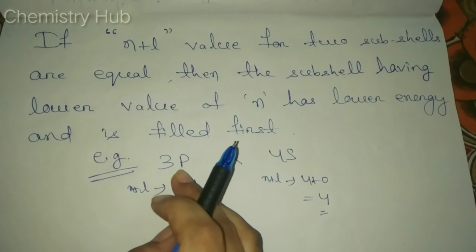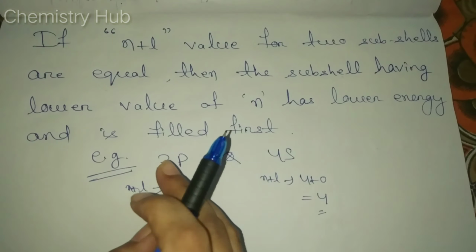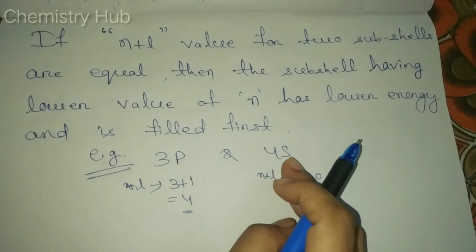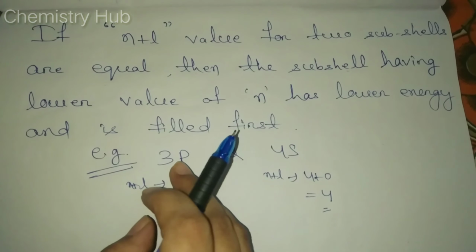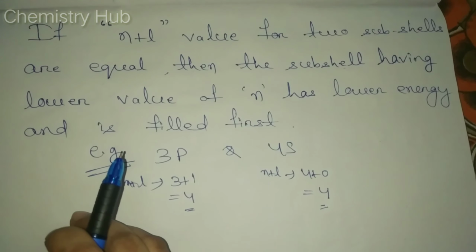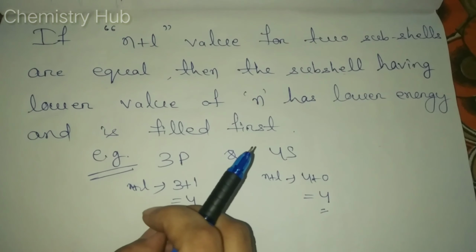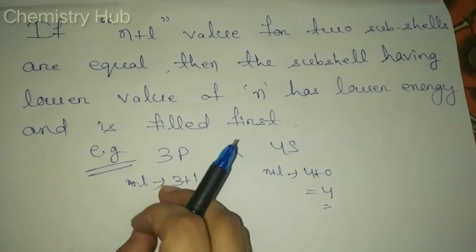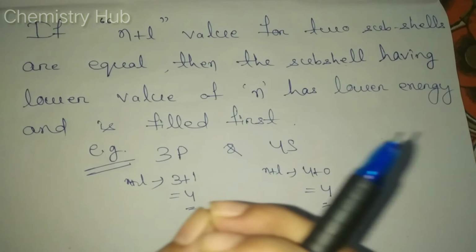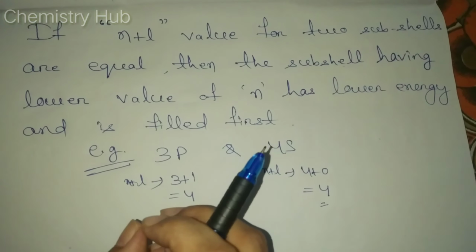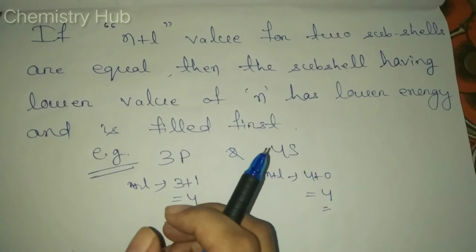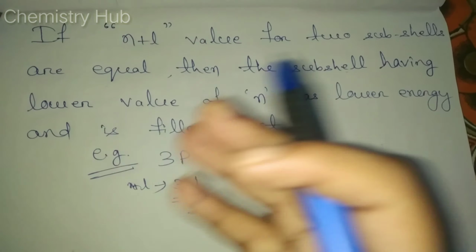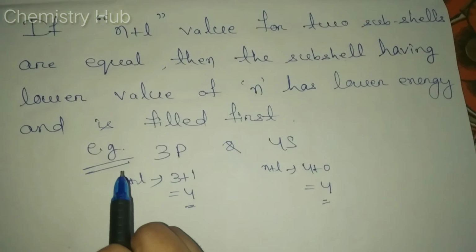As the value of n is less compared to the other subshell, this subshell is filled first, and this one has the lowest energy. At the time of filling electrons in the orbitals of the subshells, we have to fill the 3p subshell first, then we move to the 4s subshell.